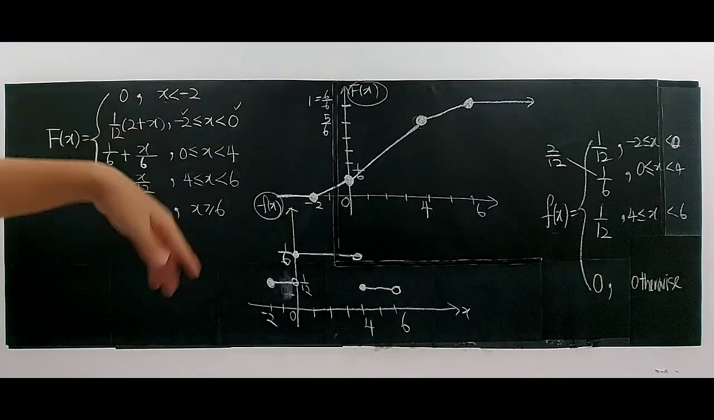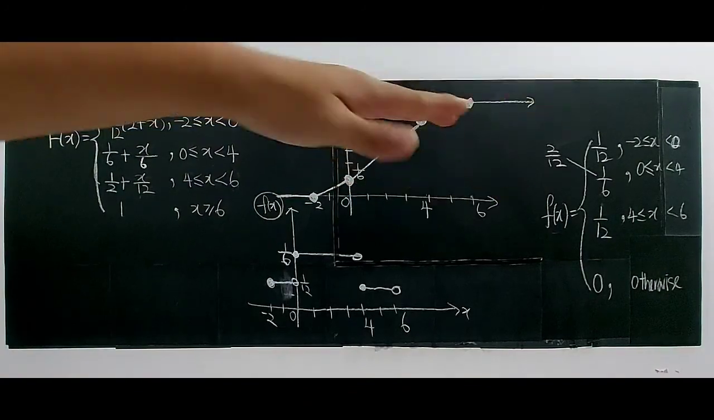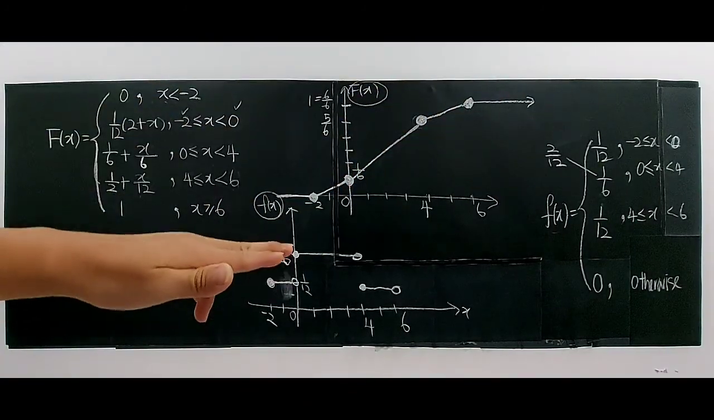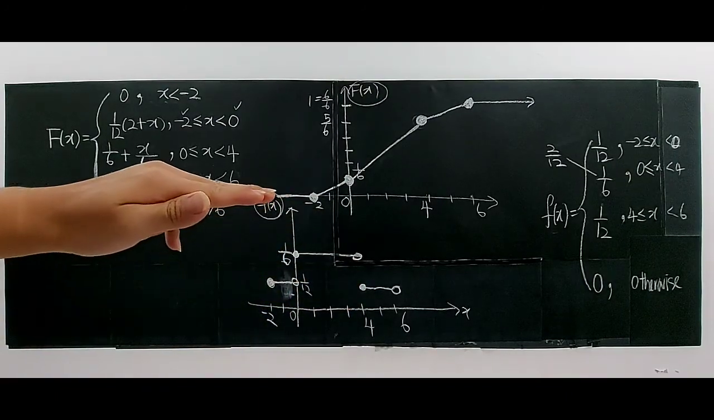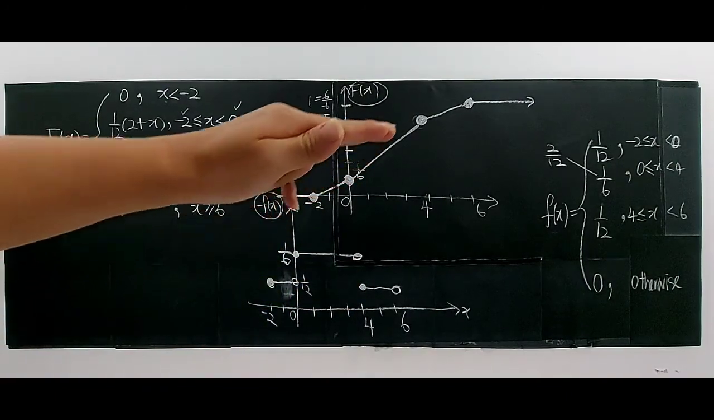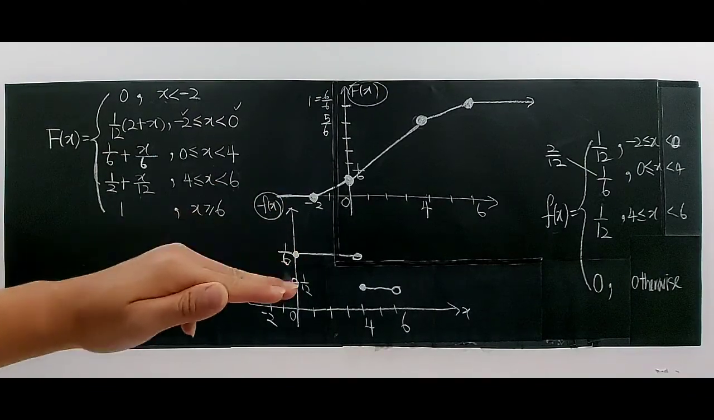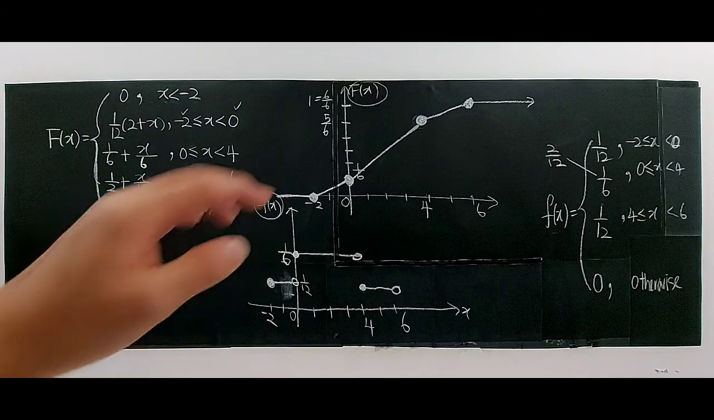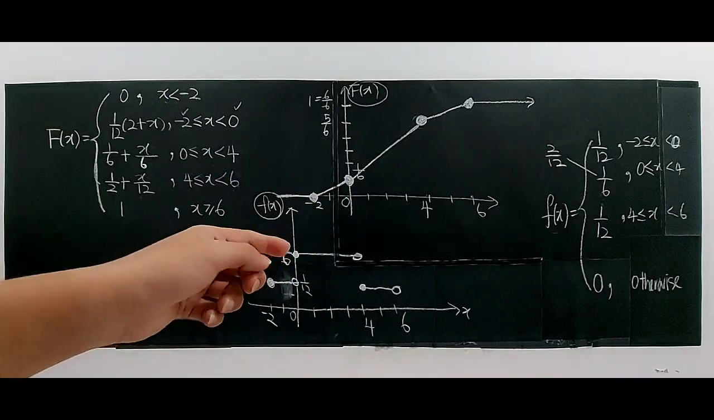Then you look at the difference between these two. The small fx is not continuous. You see that there is a jump here. This one is not, it's continuous, but this one is jumping. There is a discontinuity here. So the small fx may be discontinuous.